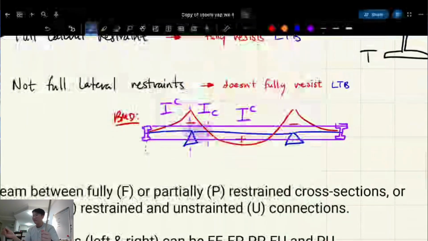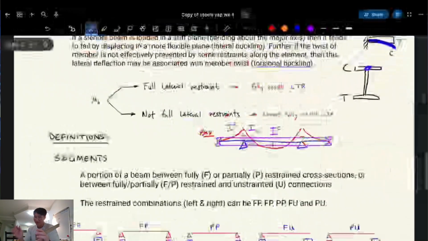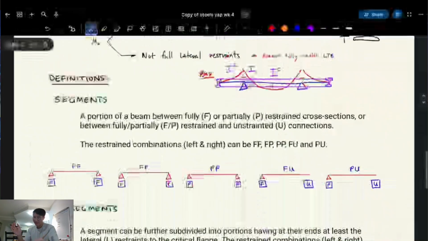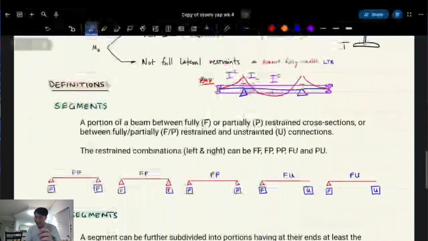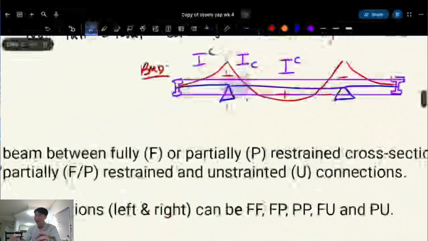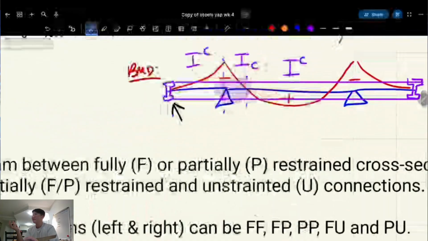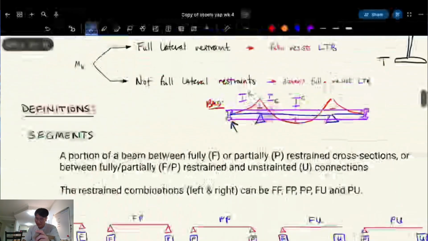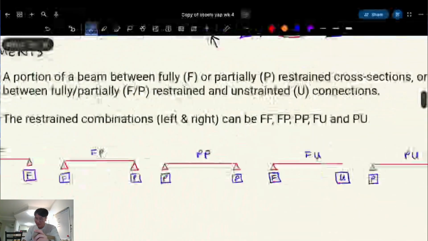various restraints, right? So let's talk about that. There's fully restrained, partially restrained, and unrestrained. Unrestrained is the easiest to understand. It's basically a cantilever end that is unrestrained. That means there's nothing restraining it, basically, right? Fully restrained. You know what? We'll go back to that.